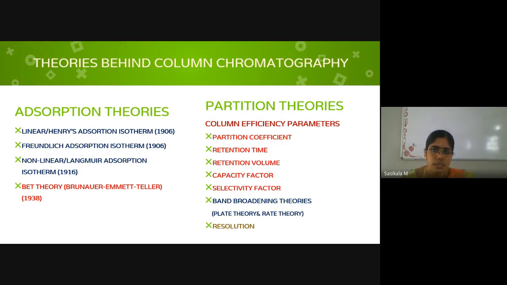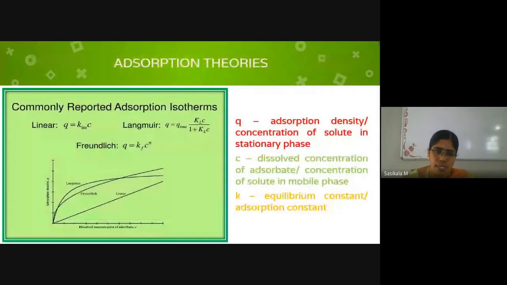So learn these column efficiency parameters well. And what are the adsorption theories we have discussed? Linear, Langmuir and Freundlich adsorption isotherm. Where linear, the concentration of solute in the stationary phase is directly proportional to the concentration of solute in the mobile phase. Q is directly proportional to C.